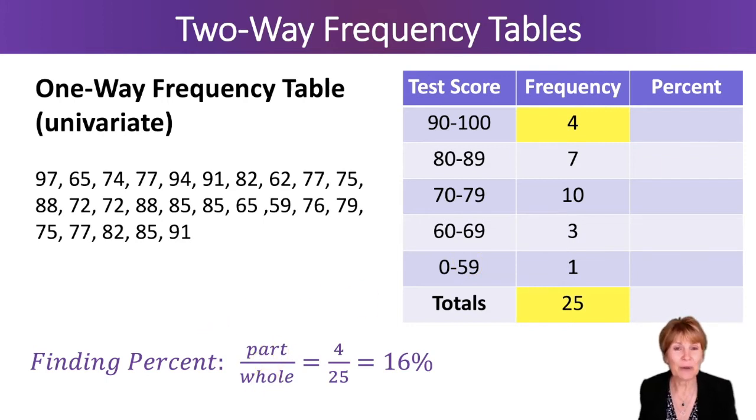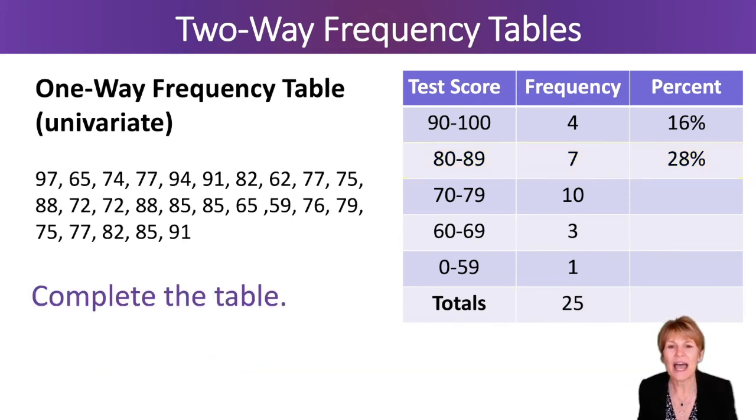If we want to know the percent of students that scored an A, our part is 4, our total was 25. So 4 out of 25 students, or 16%, and we'll put that in our table. 16% of students scored an A. How about in the B range? We had 7 out of 25 students. That's 28%, so we can say 28% of the class scored a B. And now I'd like you to go ahead and complete the table. Pause the video, then come back and check your work.